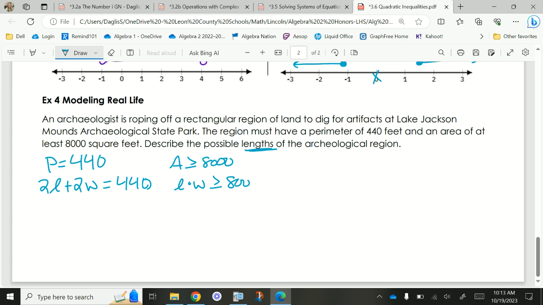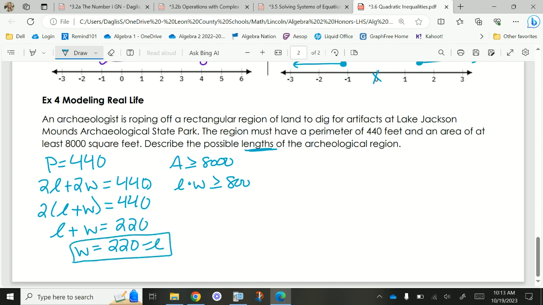You with me? Okay. So over here with my perimeter, I'm going to factor out the 2. I'm going to divide both sides by 2. And then I'm going to subtract the length. Like that. So we're going to use this for our substitution. We're going to plug that in to this W right here, because you only want L in your answer. It's asking for the length specifically. Words are hard today, man.